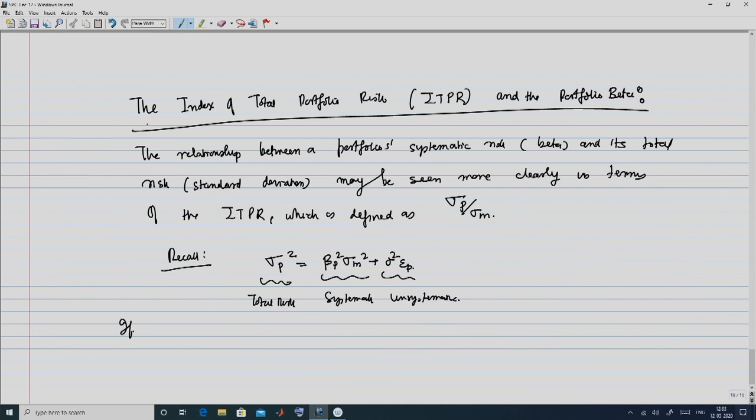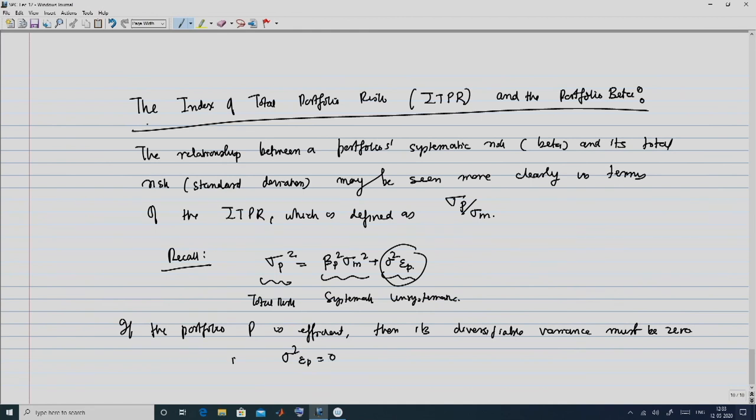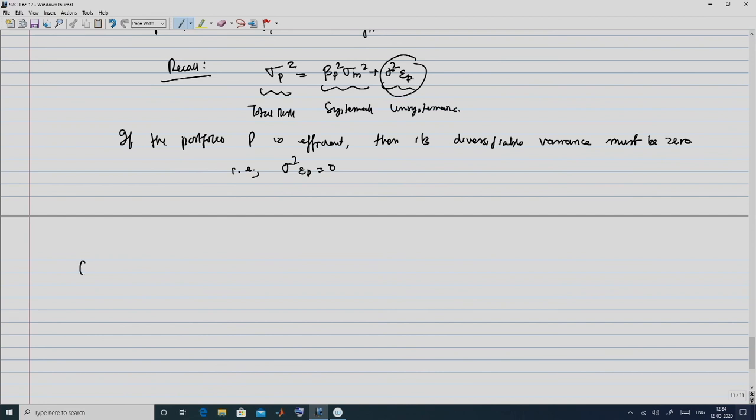Okay, now if the portfolio P is efficient, then its diversifiable variance, that means the unsystematic risk, must be 0. So this means that sigma square epsilon P is equal to 0. Consequently, from this relation, we have sigma p square is equal to beta p square sigma m square. So, taking the square root, what do we have?